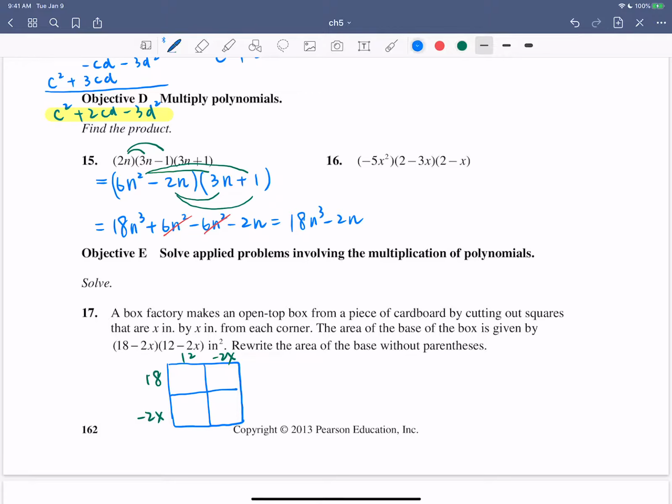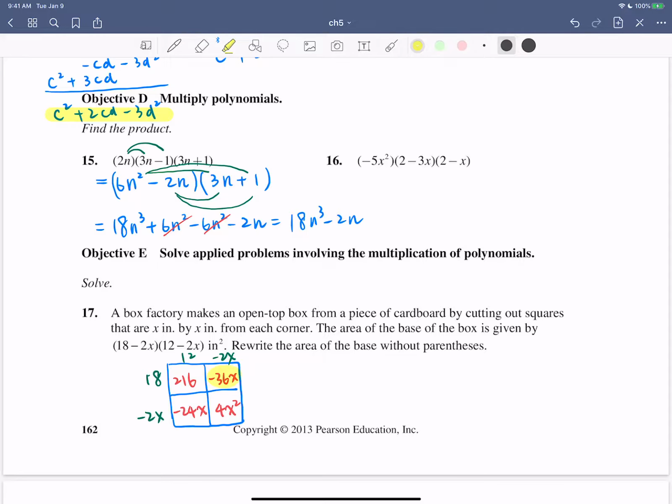Let's multiply 18 by 12. That should give you 216. And then 18 times negative 2x, that's negative 36x. Negative 2x times 12, negative 24x. Negative 2x times negative 2x, that's 4x squared. And then we simply add all these four areas.